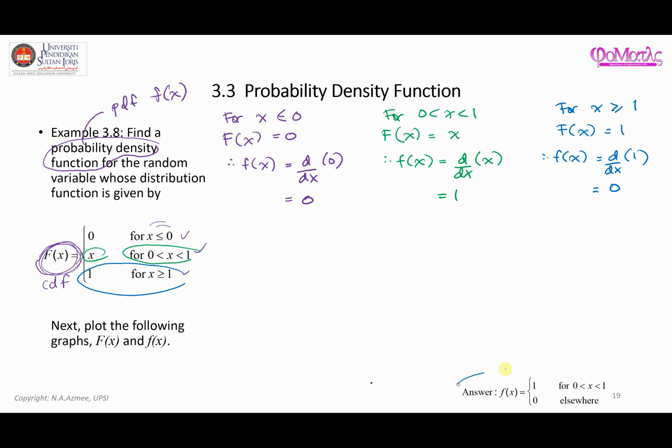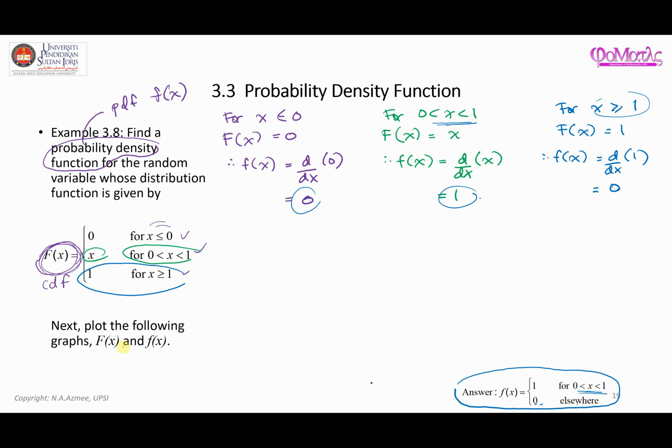Therefore, this is how you can write the final answer. You can see that 1 is for this particular interval, for x between 0 and 1. 0 is elsewhere. For x less than or equal to 0, the answer is 0, so we cover that range. And then for x greater than or equal to 1, the answer is also 0, so that's how we can write this result in terms of 0 elsewhere.